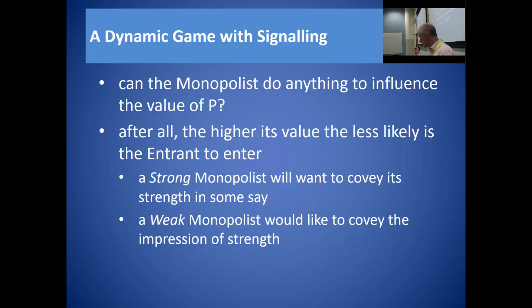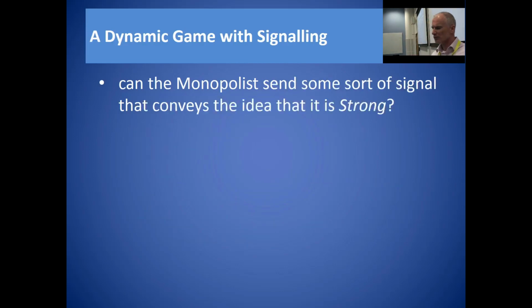It wants to keep the entrant out of the market. So, that's where signalling comes in. And by sending a signal, it can influence this value of P. It can make this value of P increase, and hence deter market entry, make market entry less likely. So, that's the idea then.